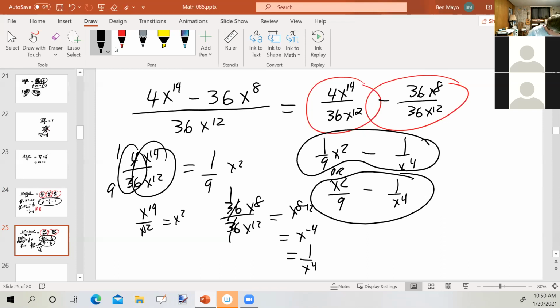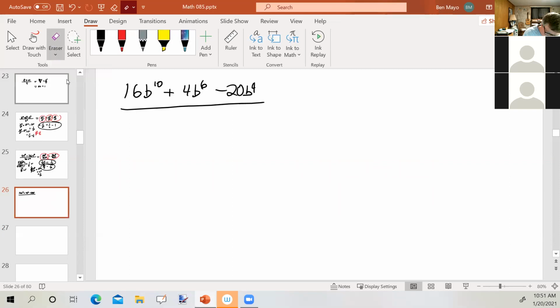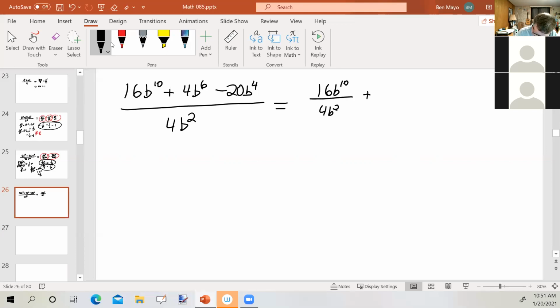Okay, let's take a look at this one. 16b to the 10th power plus 4b to the 6th power minus 20b to the 4th power all over 4b to the 2nd power. So again, a polynomial divided by a monomial. Each term of the numerator divided by the denominator.